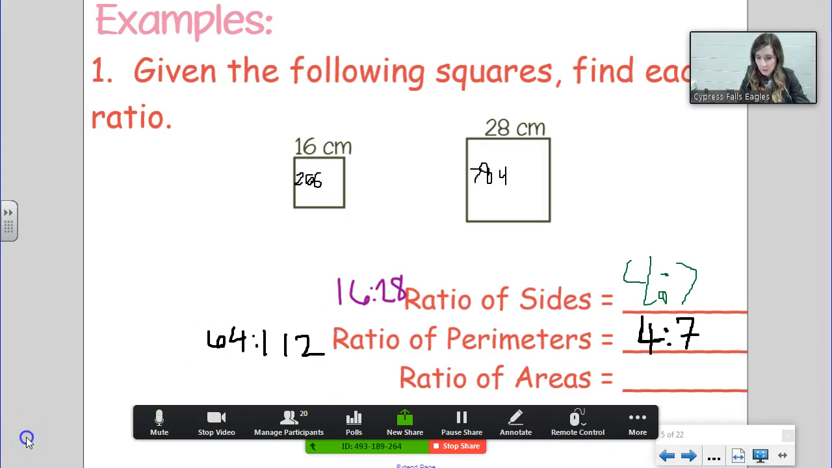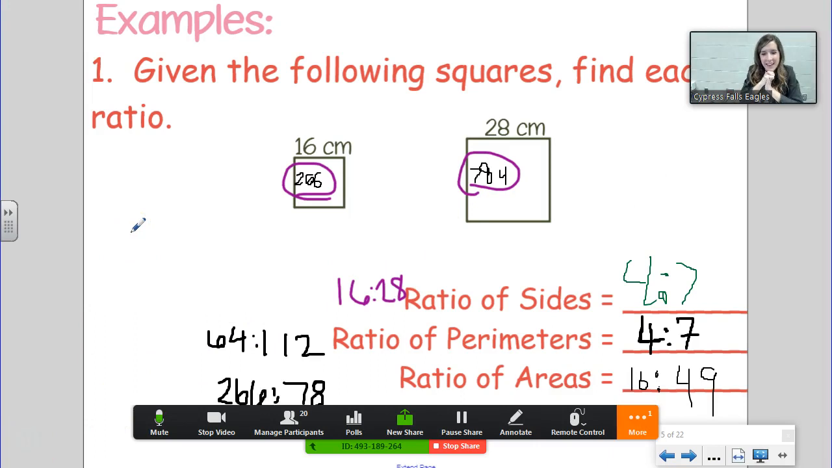Are you ready? So the areas are, you wrote it, good, 256 to 784. We don't care what the areas are. We're wondering what the ratio of the areas are. What did you get? There we go. Okay, 16 to 49. Very good. So what conclusion should we make here? What things are coming into y'all's minds? And the ratio of the area is squared. Do y'all see that? 16 isn't just a random number. 16 is 4 squared. 49 isn't just out of our back pockets. 49 is 7 squared.